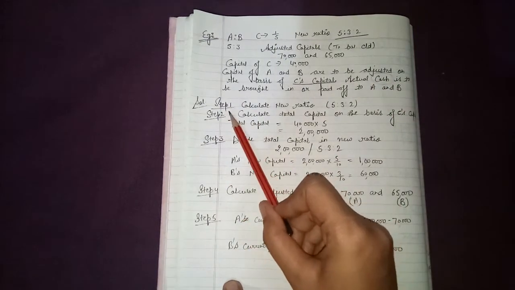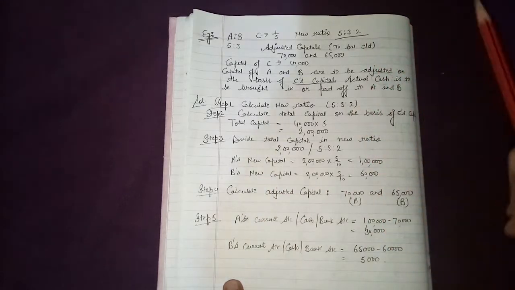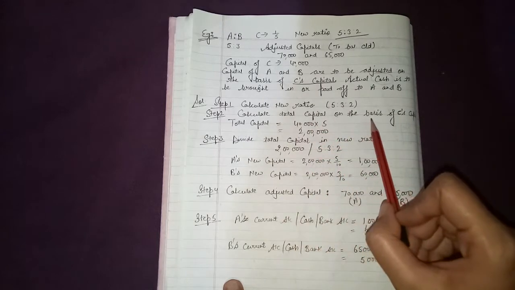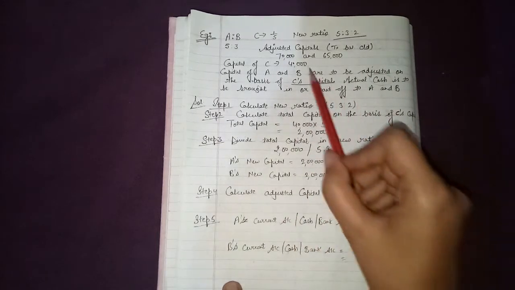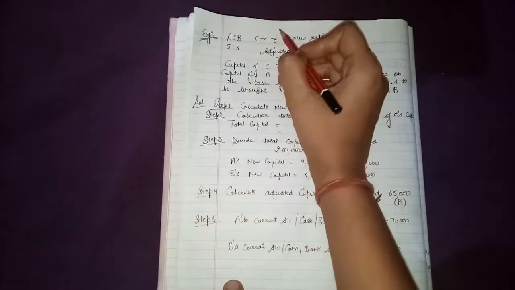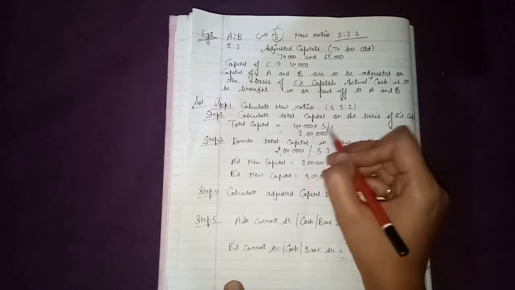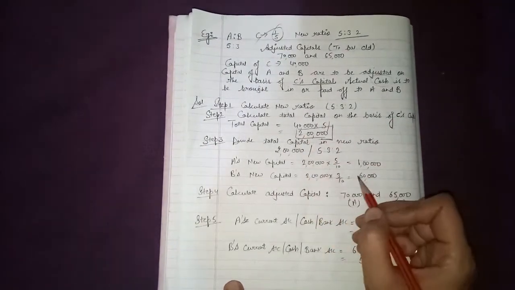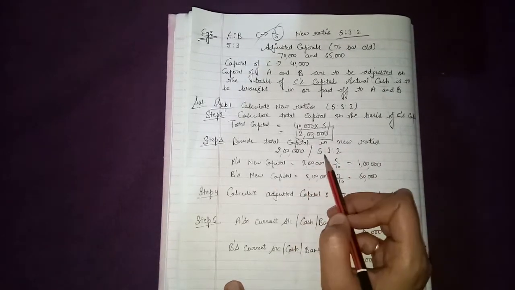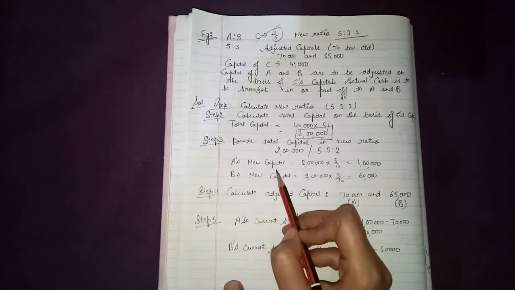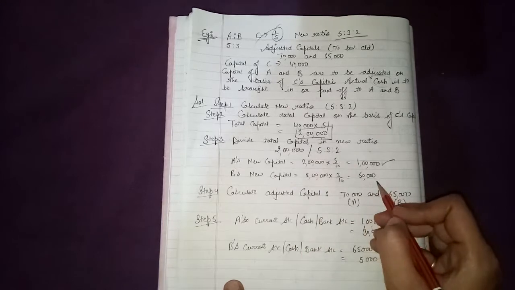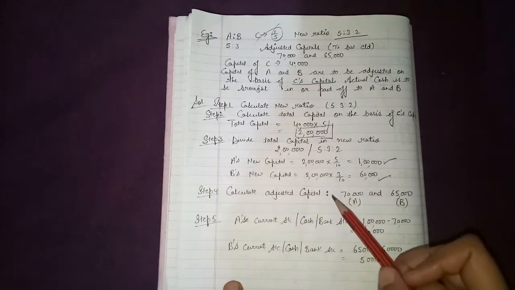So what is our step 1? Calculate the new ratio, which is already given in the question, 5:3:2. Then second step, calculate the total capital of the firm on the basis of C's capital. What is C's capital? 40,000. 40,000 into the reciprocal of C's share. What is C's share? 1/5, so 5/1. So the total capital of the firm is 2 lakh on the basis of the new partner's capital. Now we will divide this new capital in the new ratio, 5:3:2. So A's new capital is 2 lakh into 5/10, that is 1 lakh, and B's new capital is 2 lakh into 3/10, that is 60,000. Clear?